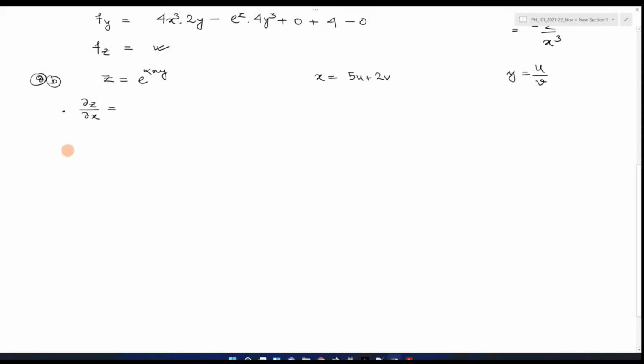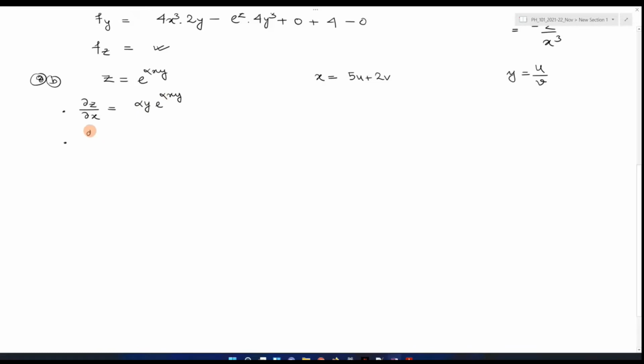Can anybody tell me what will be del z by del x? Yes, sir. Yeah, please. So alpha y e to the power alpha xy. First, it's like e to the power x kind of thing. That's why we write like this, e to the power x. But in place of our x, it is alpha x into y. That's why the constant is taken out. Okay, first part is fine, done.